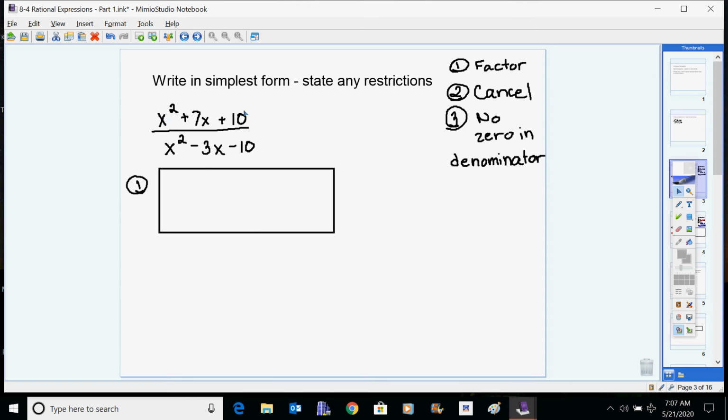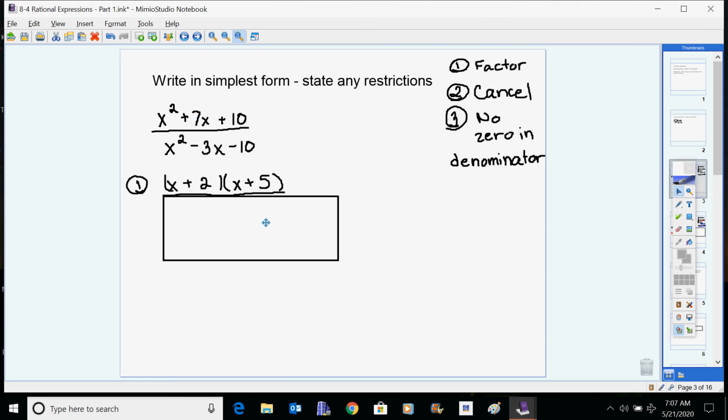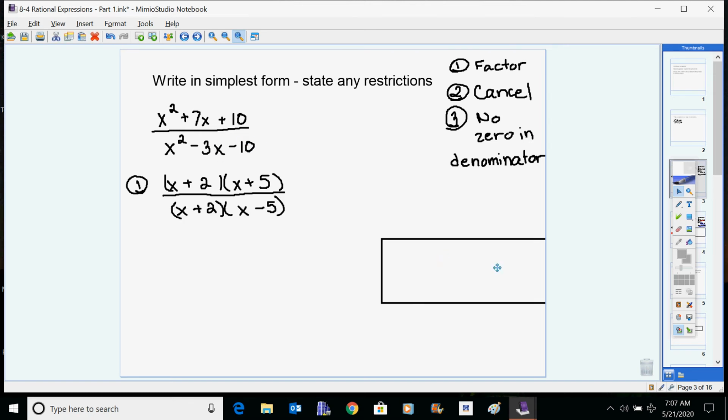So if we remember factoring, you're looking for factors of 10 that, when you add them up, you get 7. So hopefully you thought of 5 and 2. Remember, you can always start with 1 and 10. Nope, that doesn't work. 2 and 5. Oh, that works. Here we're looking for factors of -10 that, when you add them, you get 3. So if you start with 1 and -10, nope. 2 and -5, yes, that works. So we factored.